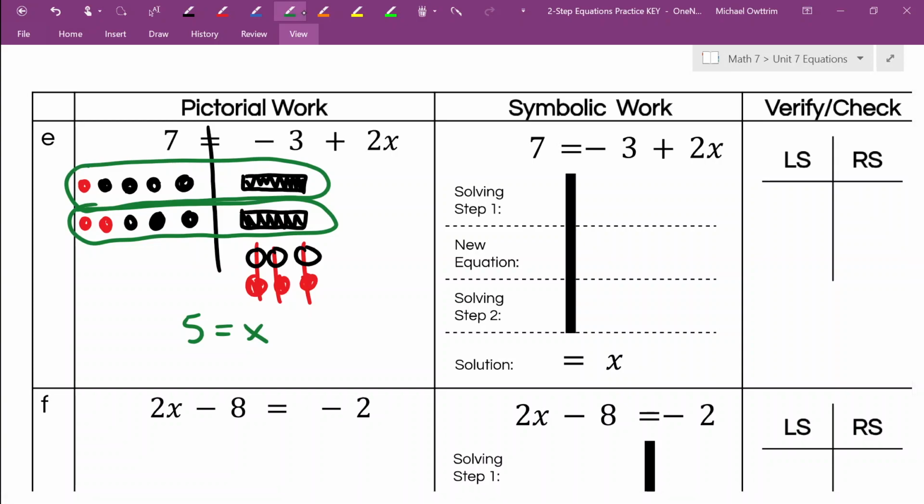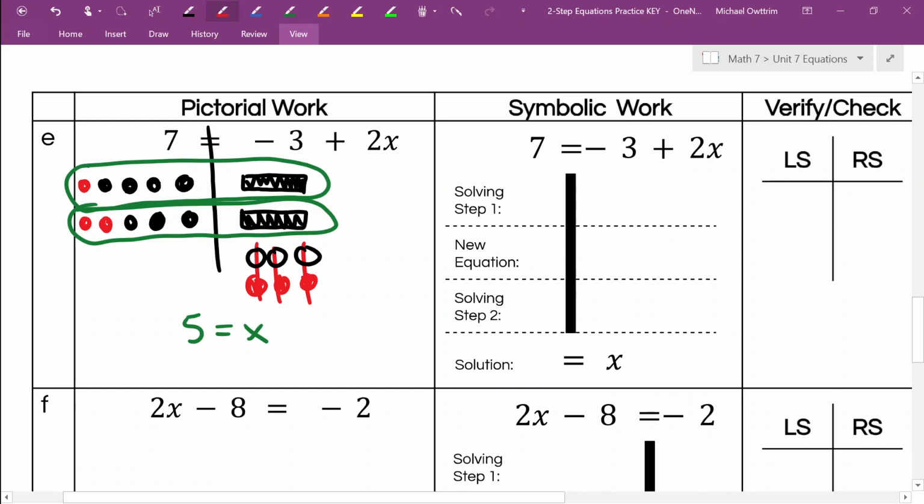In terms of our symbolic work, we want to think about what is being done to our x. Our x is being multiplied by 2. That's pretty easy with a coefficient of 2 there. We're also being added by minus 3. And remember that adding a negative is like subtracting. So you could rewrite this as 2x subtract 3, and that would mean the same thing.